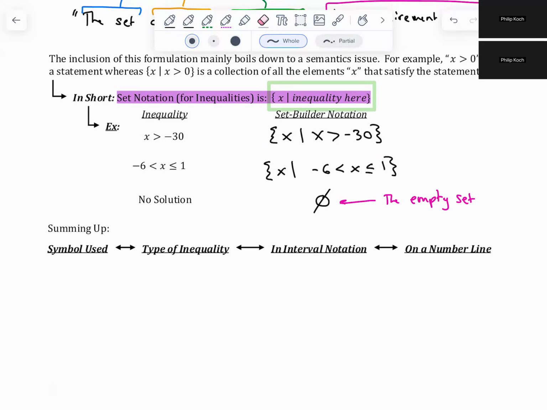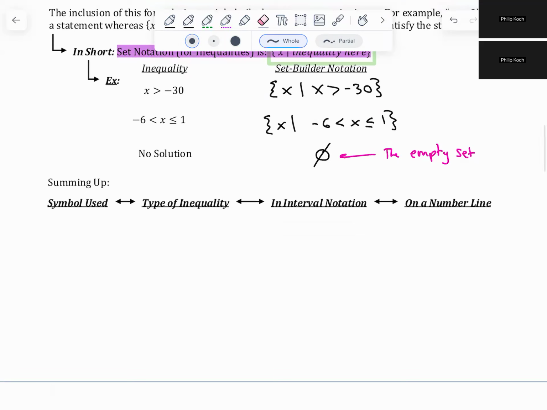So that's how you use set builder notation. Besides on this guided lecture note portion, I'm never going to ask you to write things in set builder notation. It's just so that you know how to read it for the homework.